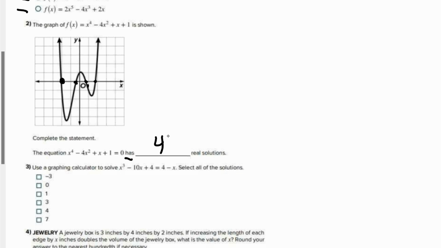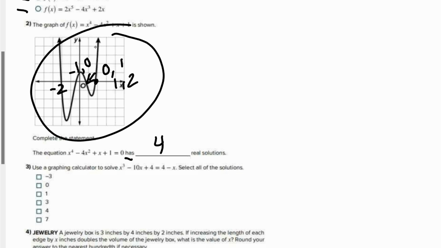It might ask you what they are, so then I look to see where they cross. This one looks like it crossed at -2. This one's between -1 and 0. This one right here is between 0 and 1, and this one is between 1 and 2. So it might ask what the actual zeros are, or it might ask how many solutions you have. Okay, so there's that one.